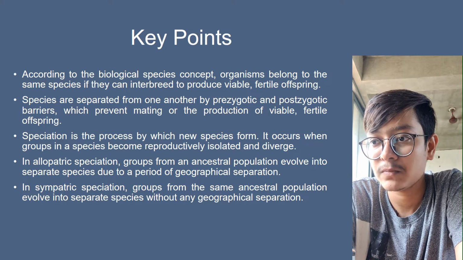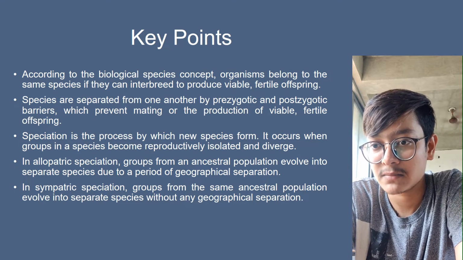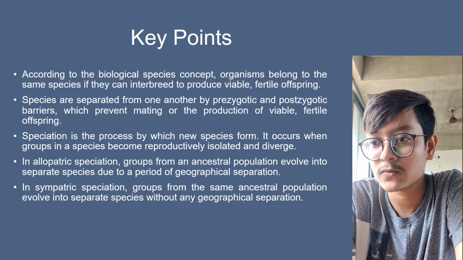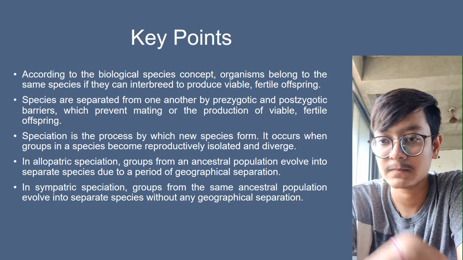It occurs when groups in the species become reproductively isolated. In allopatric speciation, groups from an ancestral population evolve into separate species due to a period of geographical separation. In sympatric speciation, groups from the same ancestral population evolve into separate species without any geographical separation.